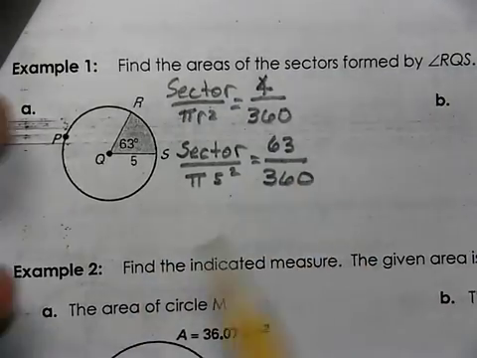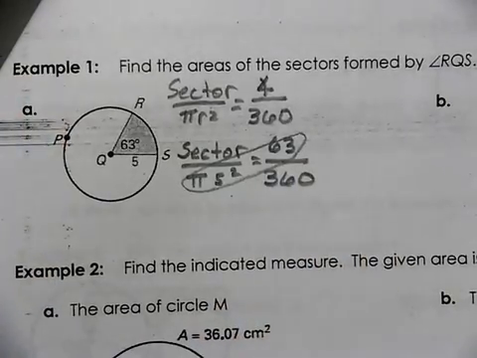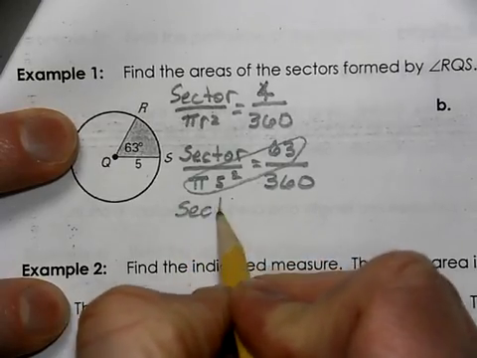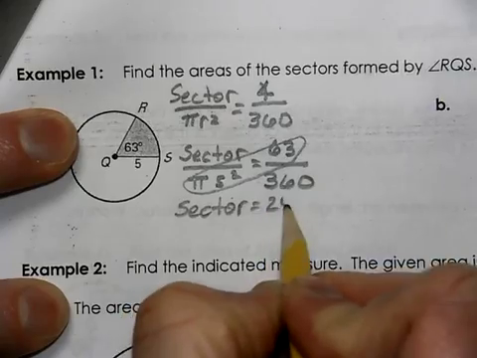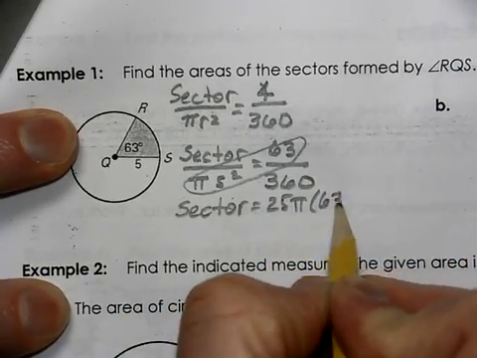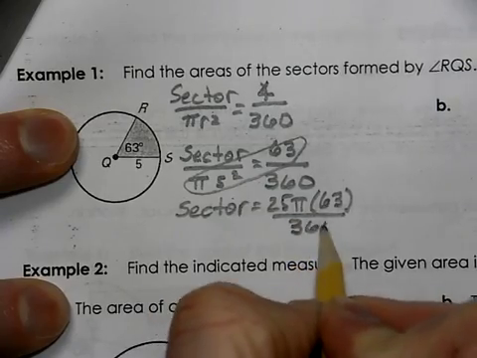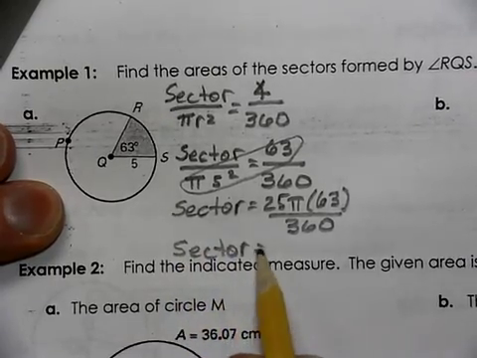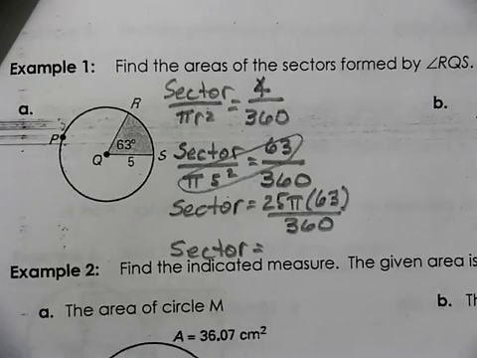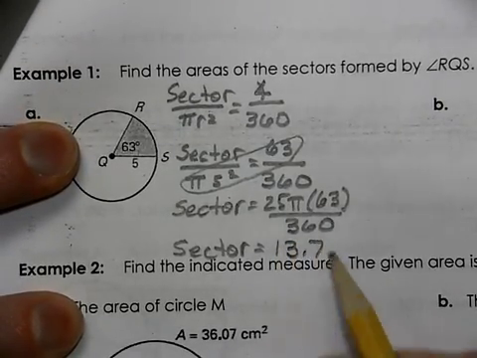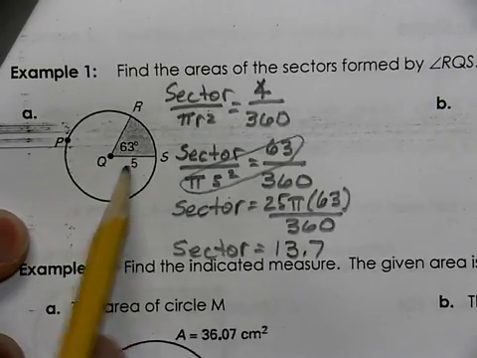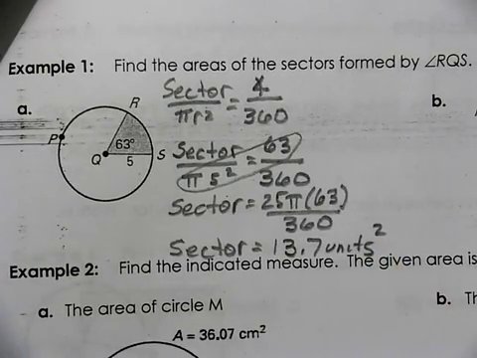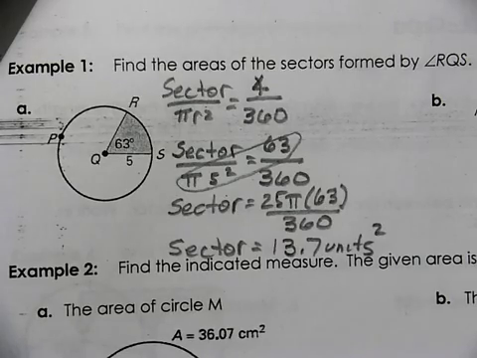over 360. To calculate this, we're going to cross multiply because it's a proportion. We really only have to cross multiply the one direction because that gets our sector by itself. 25 pi times 63 over 360. And using your calculator, you should try to type this into your calculator and you'll come up with 13.7. We don't have specific units for this figure, so we just call it units squared, because we're referring to the area of the sector, would be units squared.